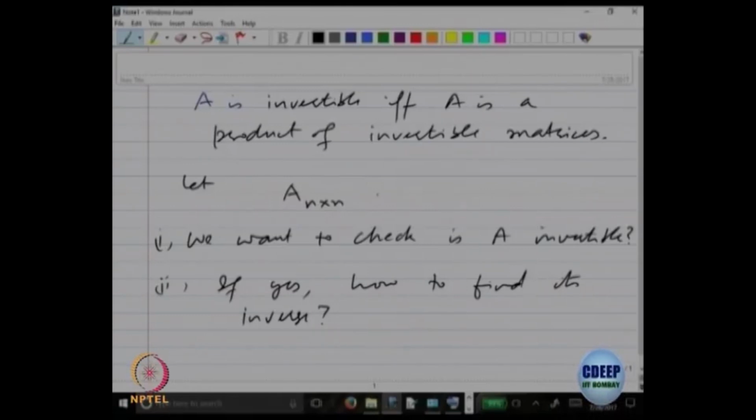So what should be the strategy? It says A is invertible if and only if it is a product of invertible matrices, right, and in that case its row echelon form we saw should be equal to identity. In that case the row echelon form of A should be equal to the identity matrix. So the idea should be: take the matrix A and find its reduced row echelon form. If that is identity, it will be invertible, that is one.